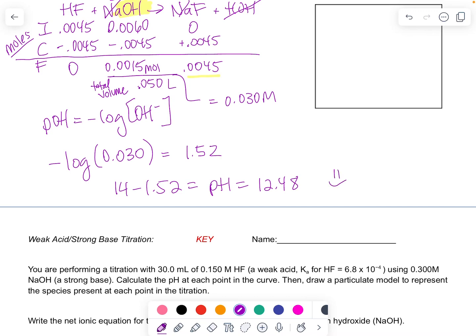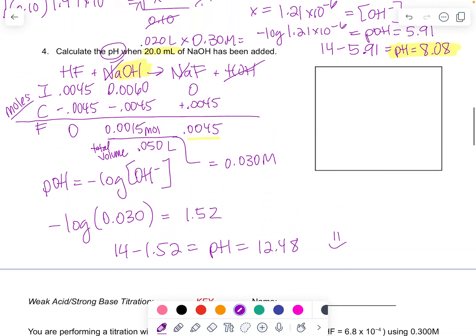Then I do want to model that. At this point, I have the same stuff that I had before, so I still have Na+. So I had 4, and now I've added an extra one. And I still have those F minuses. But I also have, because of this excess Na+, I also have now OH minus in solution, which is why my solution is basic.